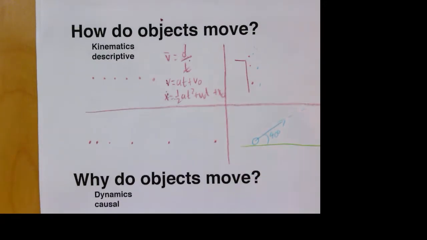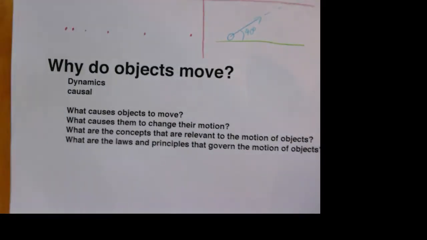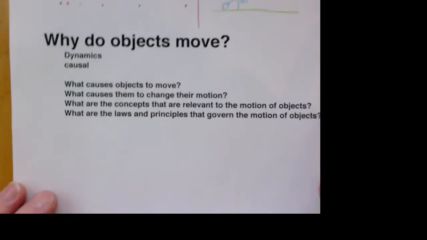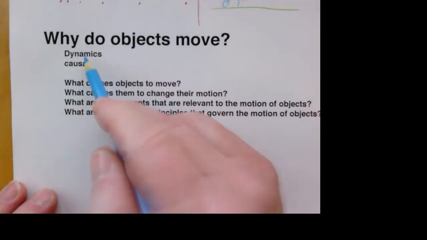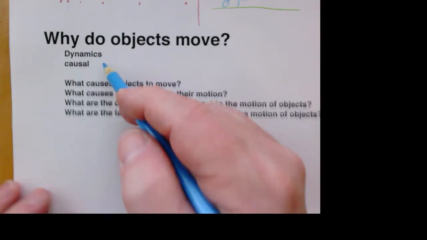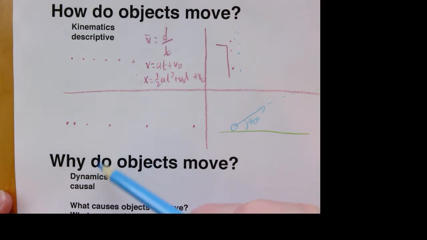We're now moving into a new field, which is explaining why objects move the way they move. Why do they do the things they do? Why do objects move in the universe the way they do? And this question why is the subject of dynamics. It is causal, whereas kinematics is descriptive, dynamics is causal.